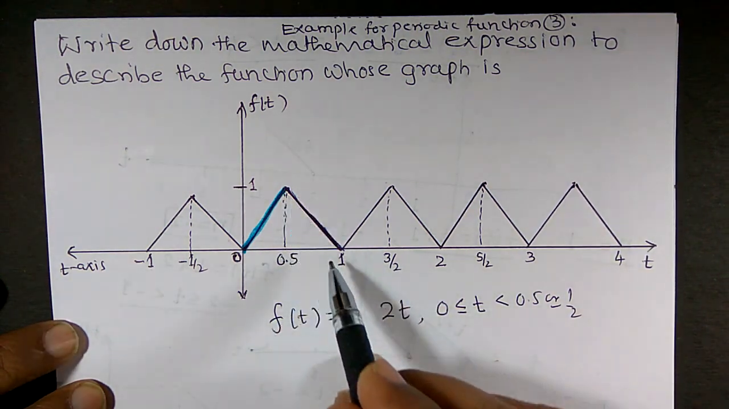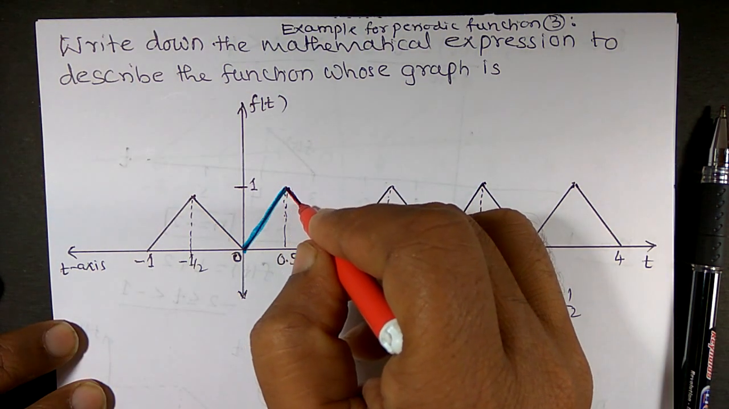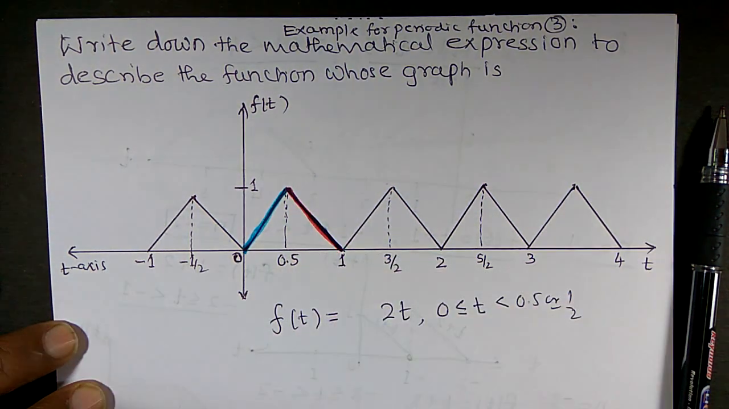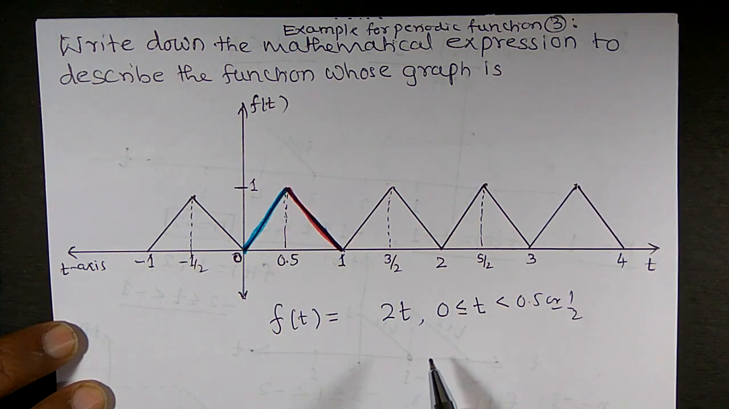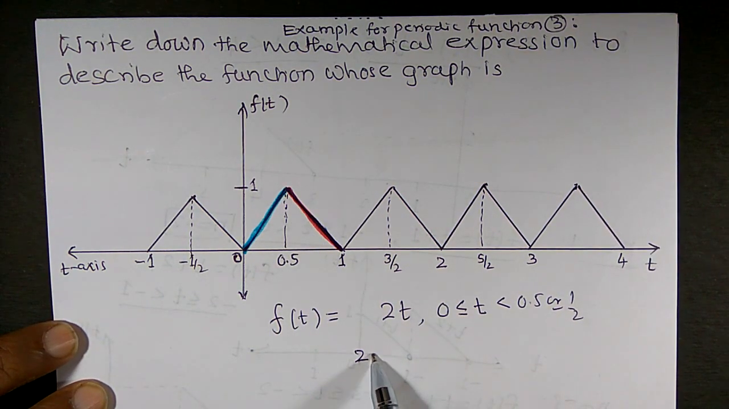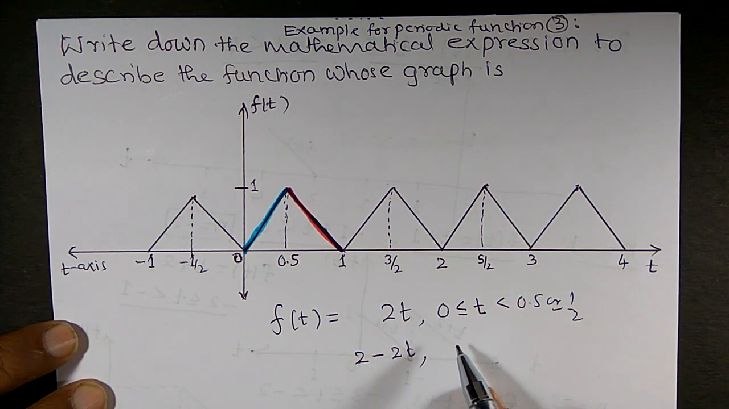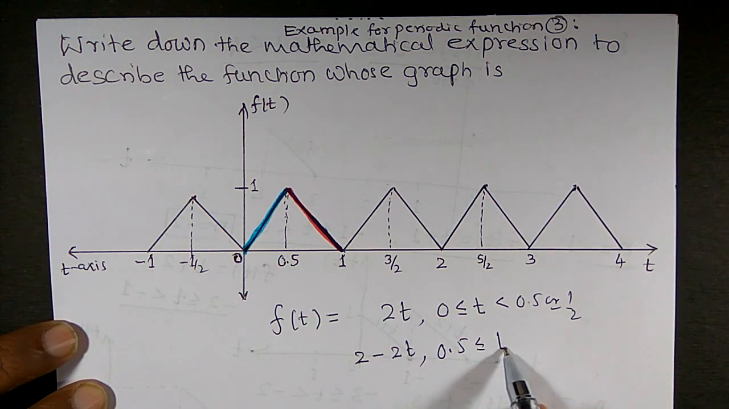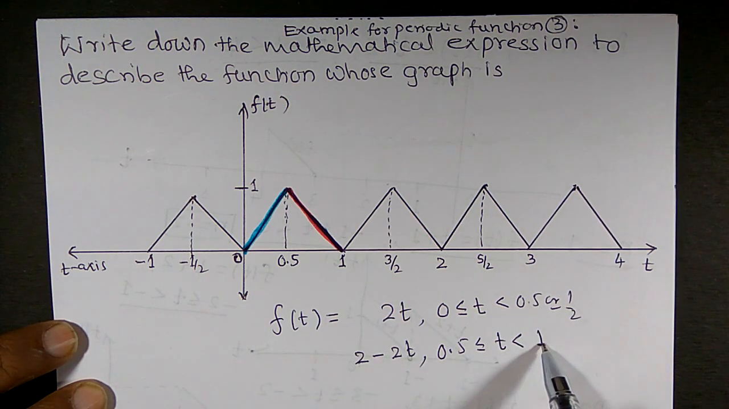And as I mentioned, it contains another part. What is the function for this part, what we have marked with a red color? It can be written as 2 minus 2t between the limits 0.5 less than or equal to t strictly less than 1.